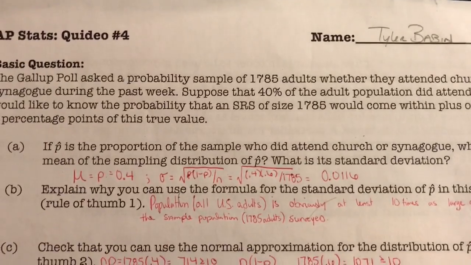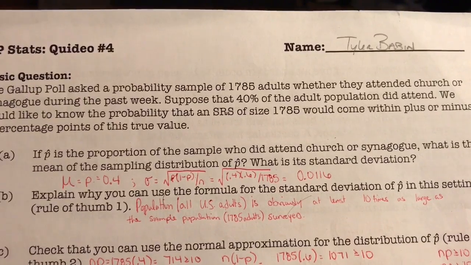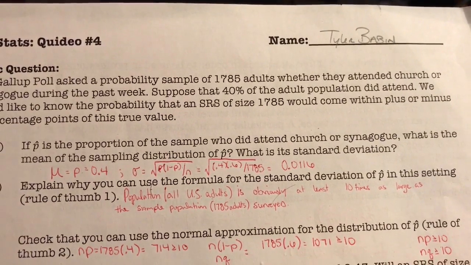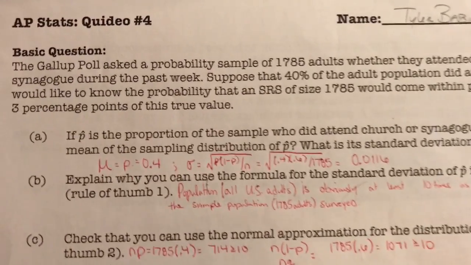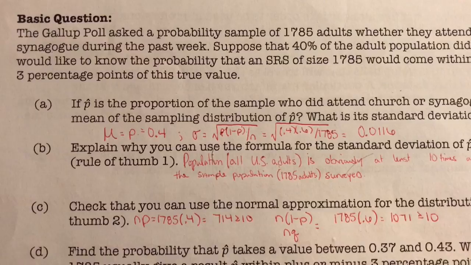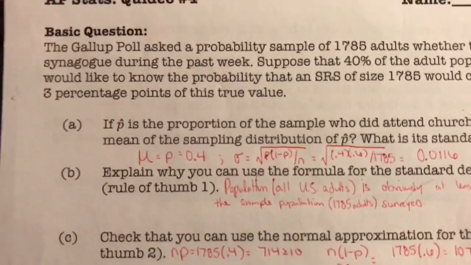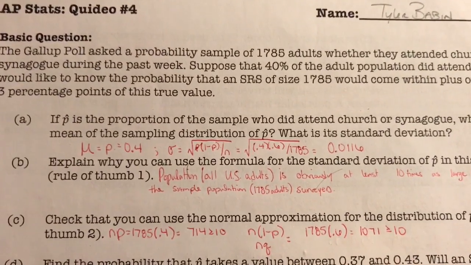So start off with part A. If p hat is the proportion of the sample who did attend church or synagogue, what is the mean of the sampling distribution of p hat, and what is the standard deviation? The mean of a sampling distribution is actually equal to the population proportion. So p is going to equal 0.4 because that's given in the problem, which is 40% of the adult population that did attend.